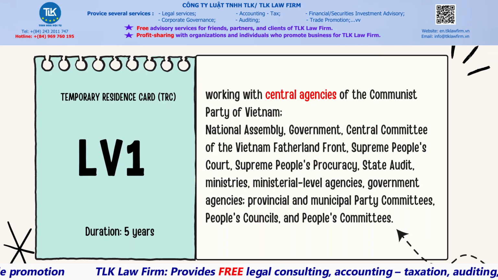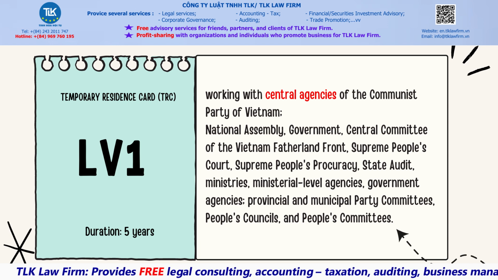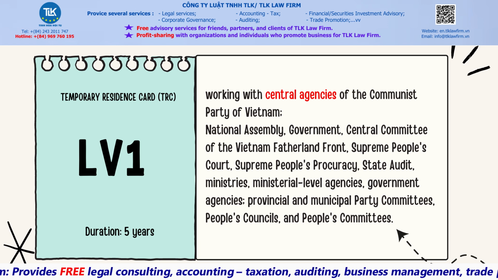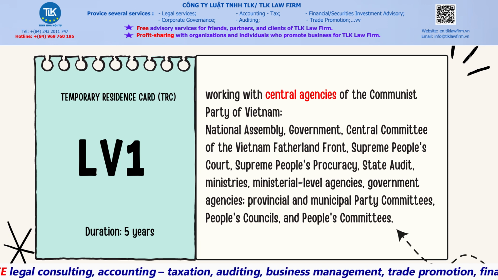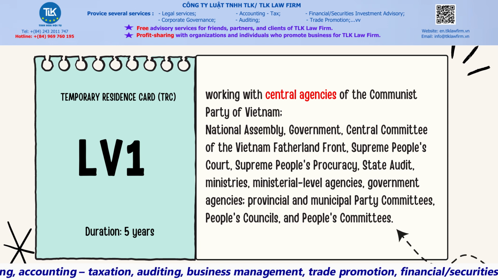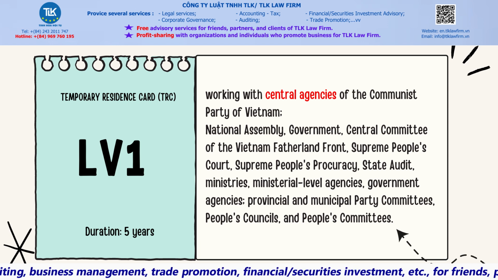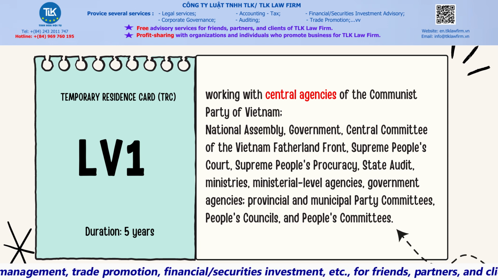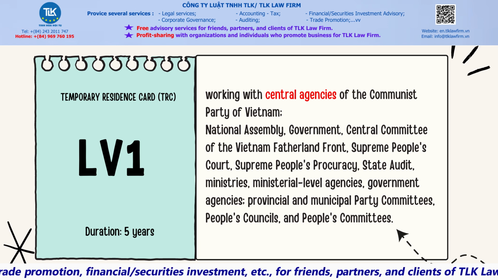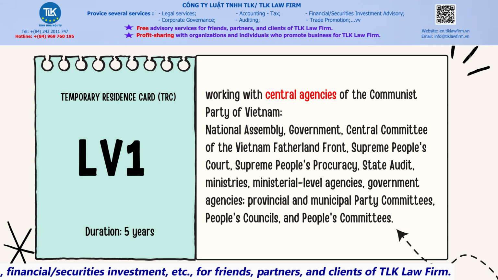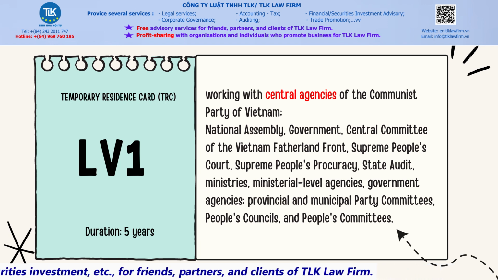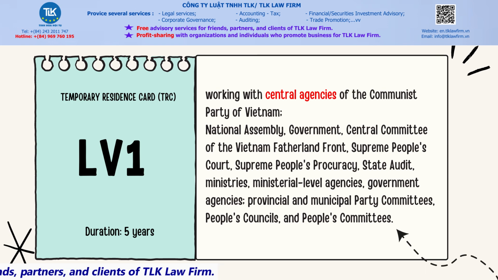2. LV1 is for foreigners working with central agencies of the Communist Party of Vietnam, National Assembly, Government, Central Committees of Vietnam Fatherland Front, Supreme People's Court, Supreme People's Procuracy, State Audit, ministerial level agencies, government agencies, provincial and municipal party committees, people's councils, and people's committees.